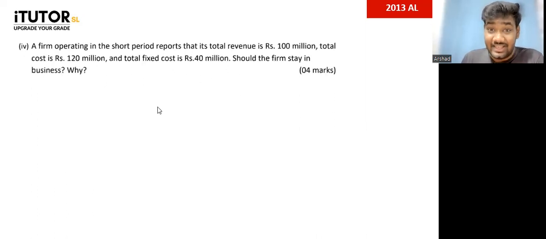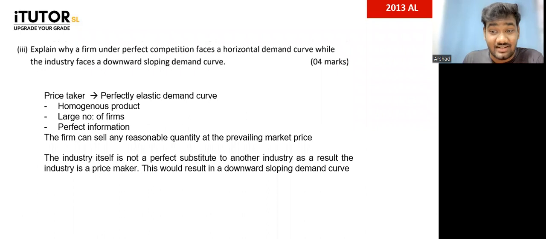This one again we did in the fast track on Tuesday, which most of you did come. A firm operating in the short run reports that its revenue is 100 million. Total cost is 120. Is the firm making a profit or a loss? Revenue is 100, cost is 120. They are making a loss.